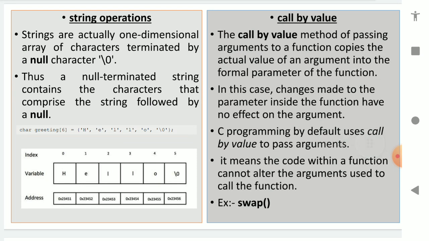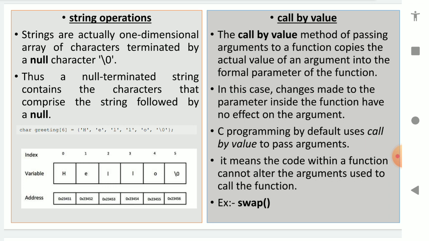String operation. Strings are actually one-dimensional arrays of characters terminated by the null character, as shown by backslash 0. This null-terminated string contains the characters that comprise the string followed by the null. For example, "Hello" gets 6 characters: H E L L O, then the null character.